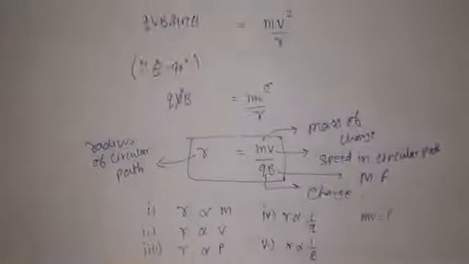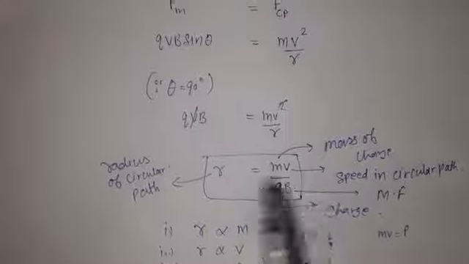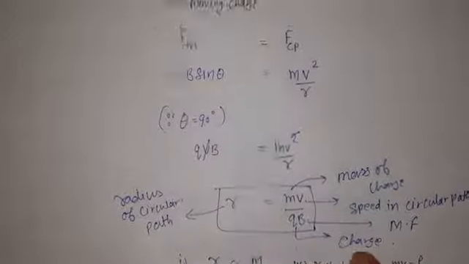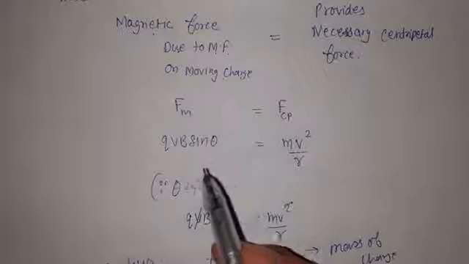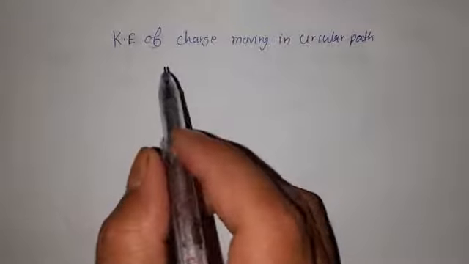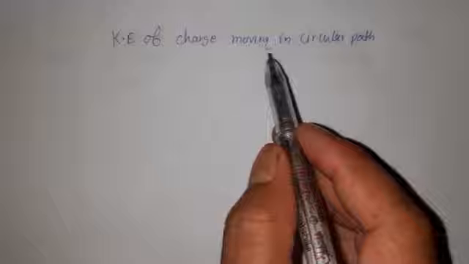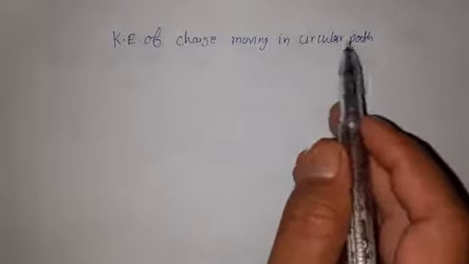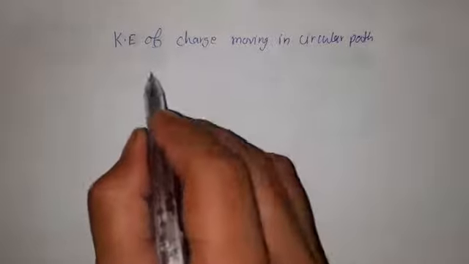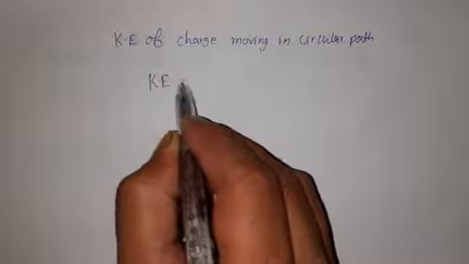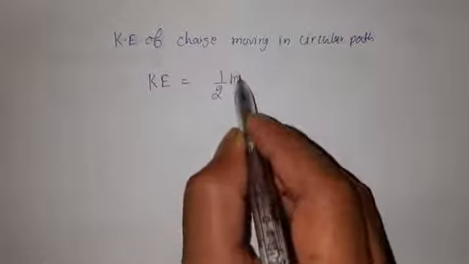Okay, now let us find what will be the kinetic energy of this charge when it is moving in this uniform magnetic field. So what is the kinetic energy of the charge moving in this circular path in the uniform magnetic field? As we know, kinetic energy is given by half of mv square.